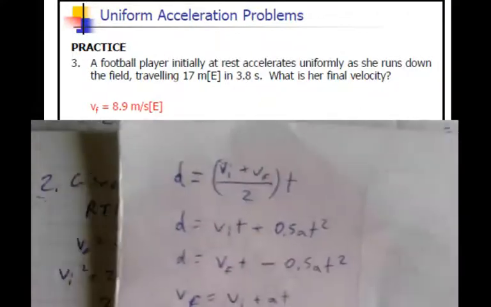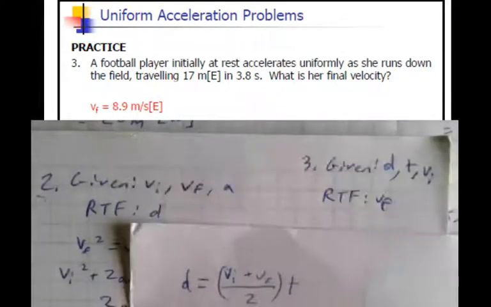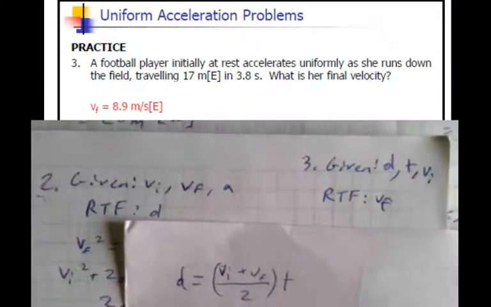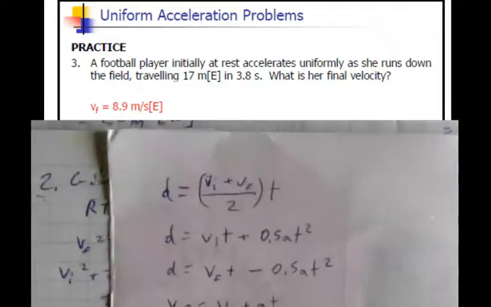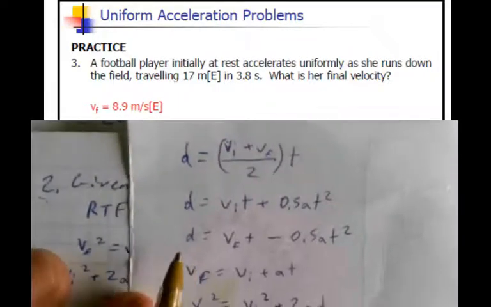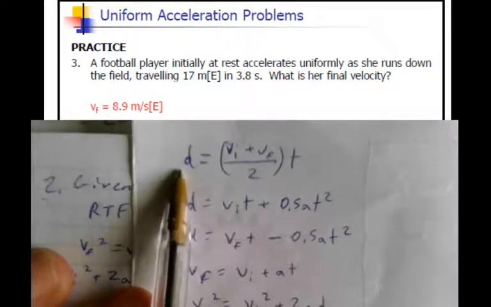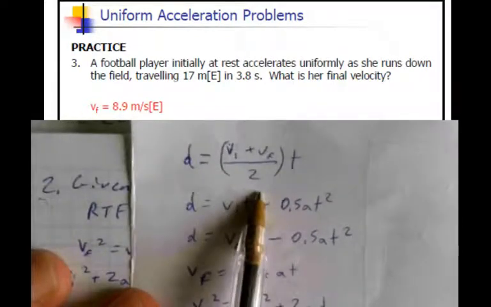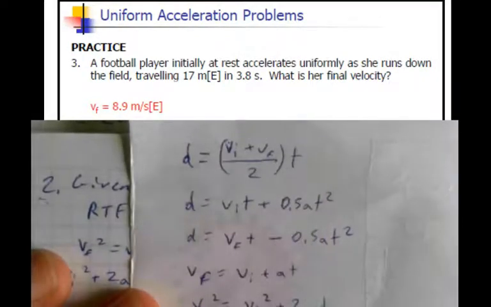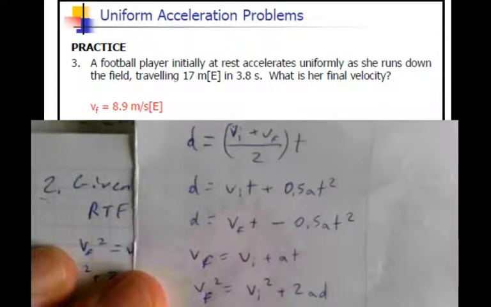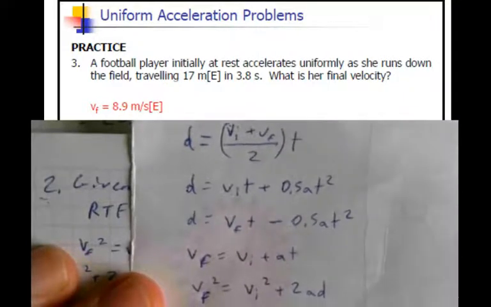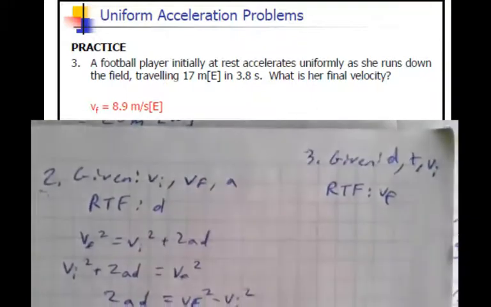So now let's look. I need to find the equation that includes everything but A. So that is my first one here. D equals VI plus VF over 2 times T. Notice that every other equation includes an A, and because it includes an A, it's missing either a given or the thing we need to solve for, which is, in this case, the final velocity.